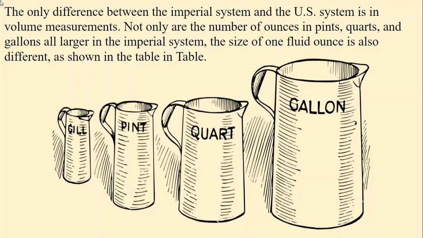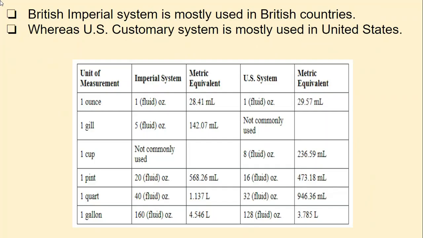Not only are the number of ounces in pints, quarts, and gallons all larger in the Imperial system, the size of the fluid ounce is also different, as shown in the next table. The British Imperial system is mostly used in British countries, whereas the US customary system is mostly used in the United States. In this table you can notice the difference between the British Imperial system and the US system.